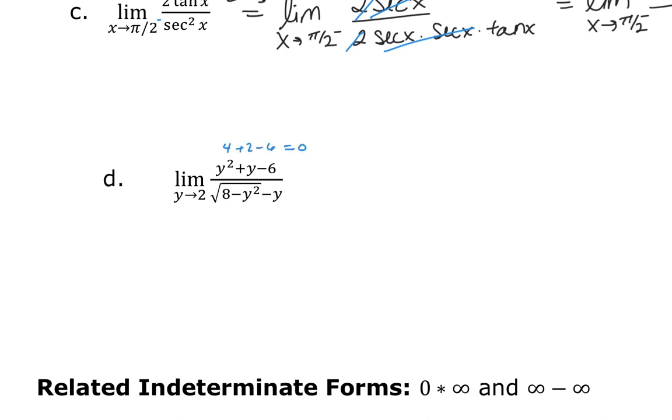If I put 2 in here, I'm going to get the square root of 8 minus 4, so that's the square root of 4, which is 2, minus 2, which is 0. So this L'Hopital's does apply. That's the first thing I always want to do.